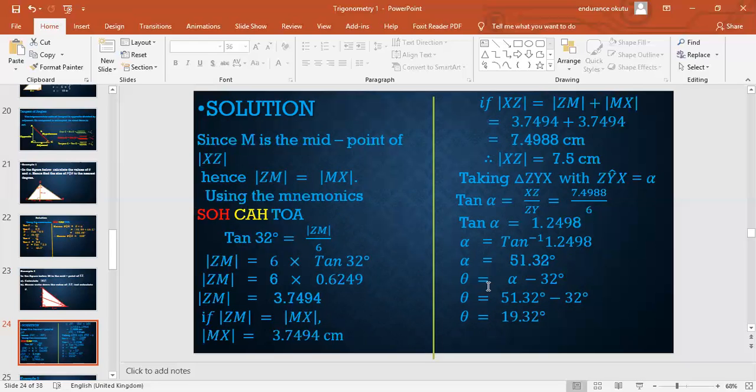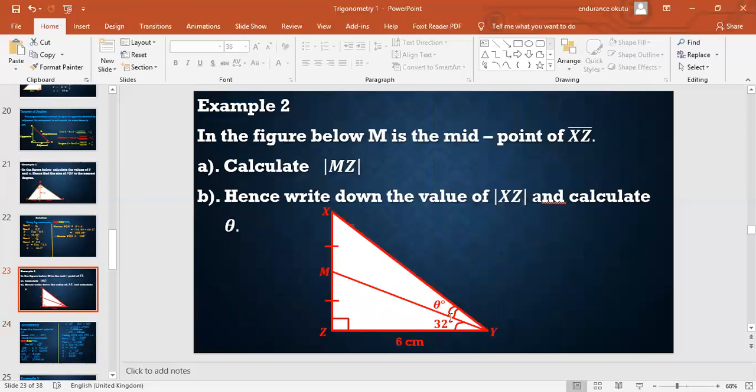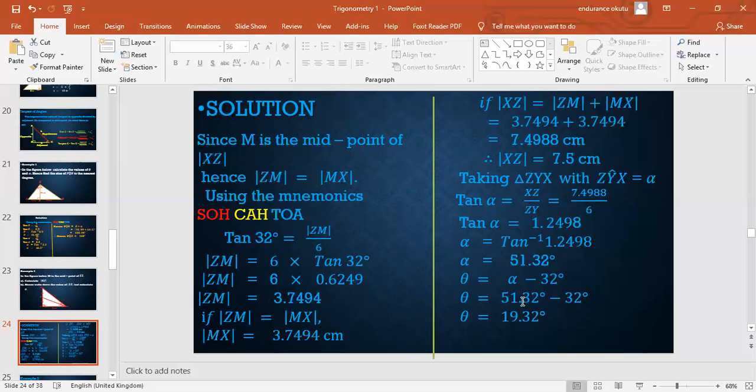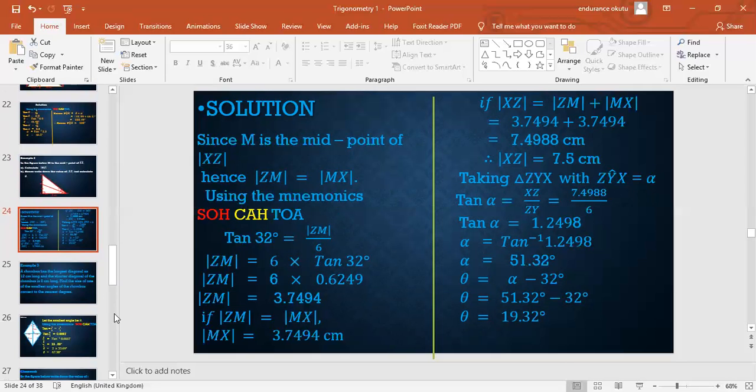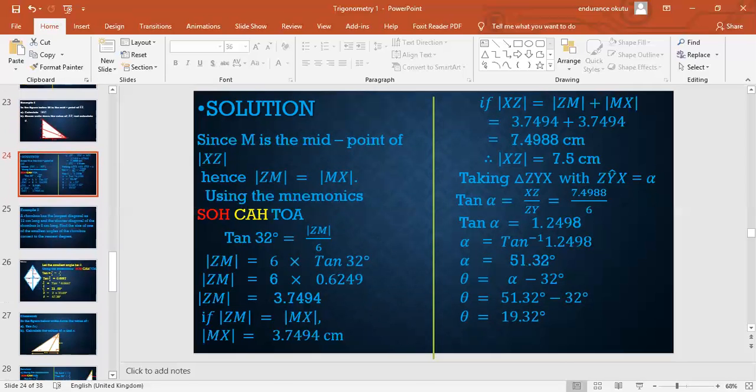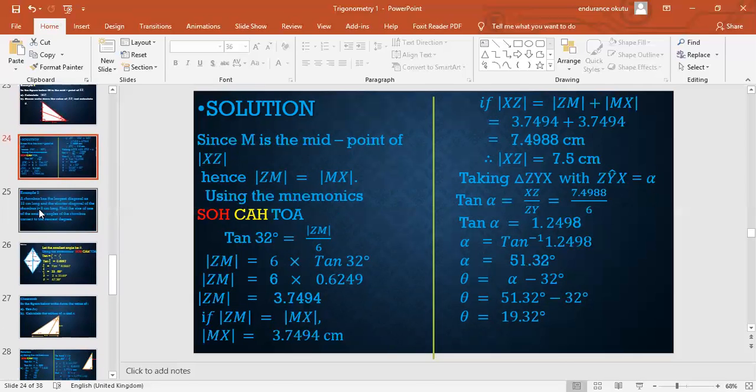So to find the value of theta from the question, we now subtract 32 from alpha. That is 51.32 minus 32, so theta is equal to 19.32 degrees. All right, class, I hope with these few examples you should be able to understand as many as you can.